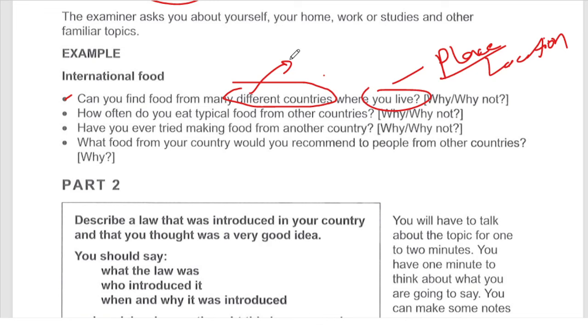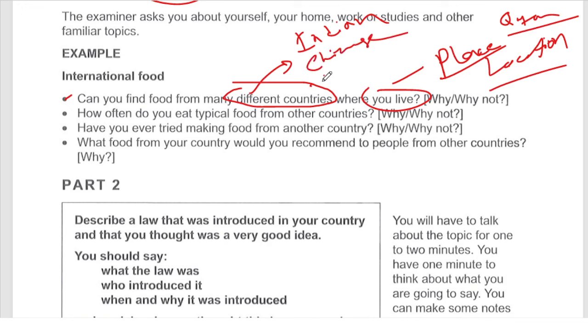First, say, now think about a different country. Say, Indian food. Can you find Indian food out there? Say you live in Qatar. So in the place you live in, can you find Indian food out there? Can you find Chinese food out there? Can you find Italian food out there? That's the question they are asking. So if yes is the answer, then you will say, yes, I find this kind of food out there.